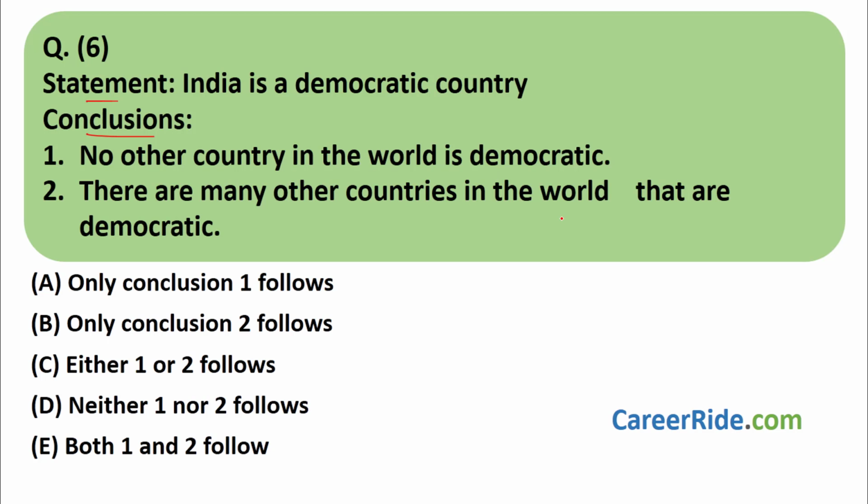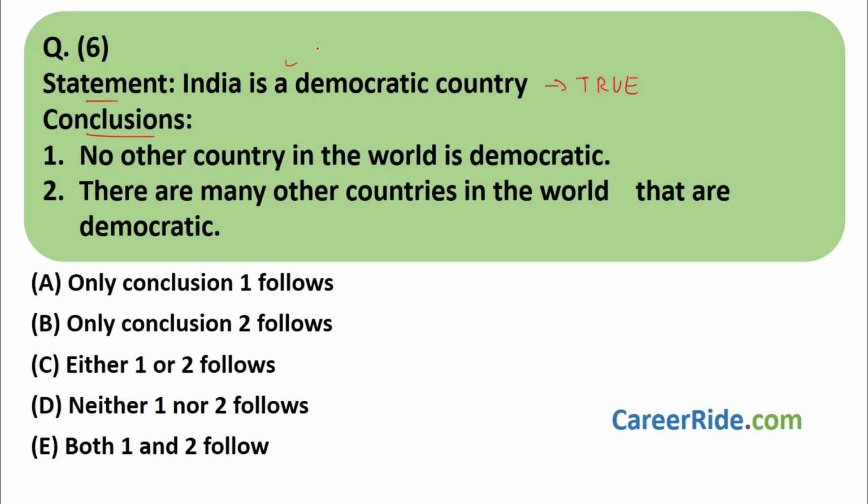There are many other countries in the world that are democratic. Now over here, take the statement as true, okay. We do not have to assume anything. Don't assume anything. Conclusion first: No other country in the world is democratic.